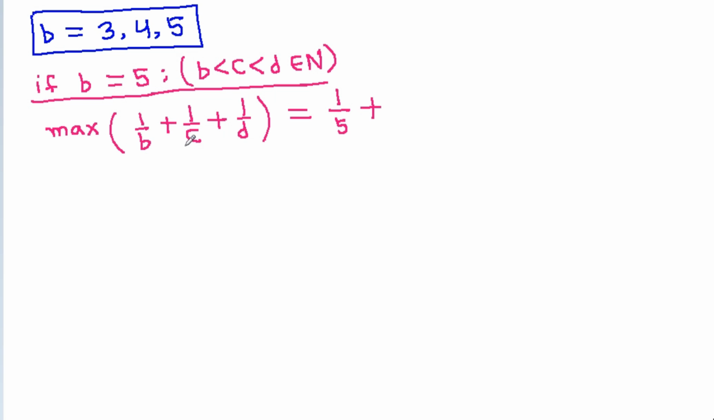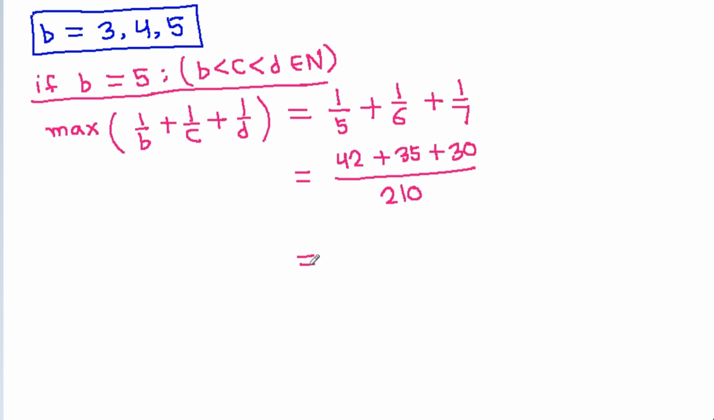So the maximum value of 1 by c will be 1 by 6, and the maximum value of 1 by d will be 1 by 7. And 210 will be the LCM, and here 7 times 6 is 42 plus 5 times 7 is 35 plus 5 times 6 is 30, and 42 plus 35 plus 30 is 107. So it is 107 by 210, and it is greater than 105 by 210, that is 1 by 2.